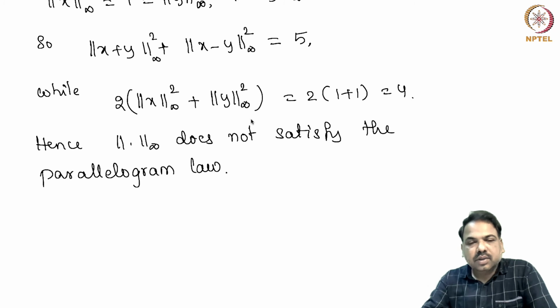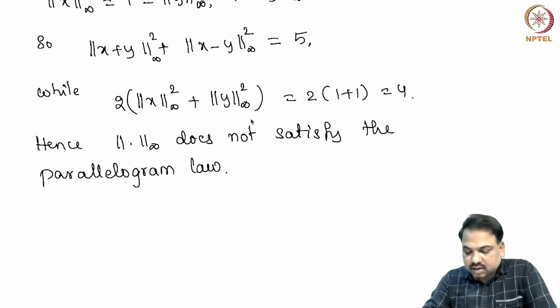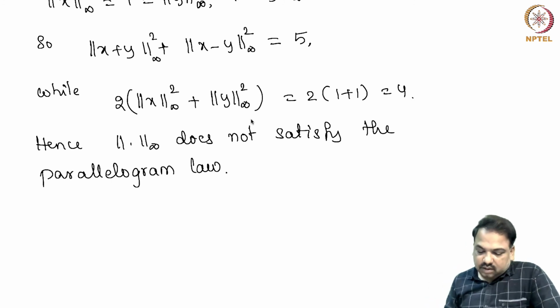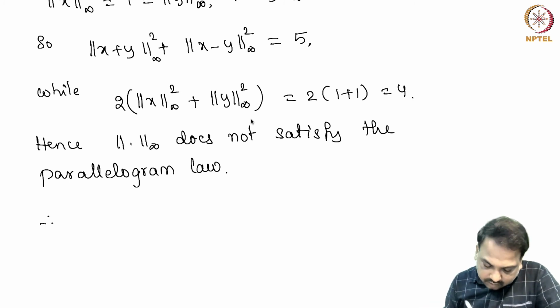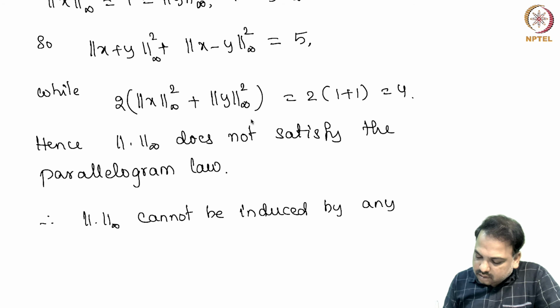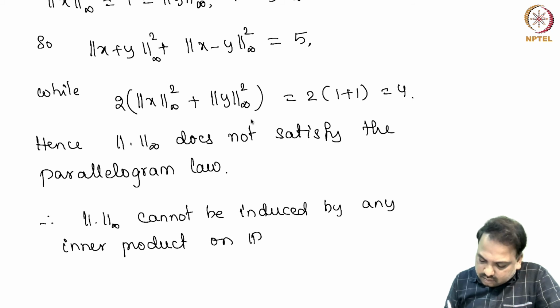If the norm is induced by the inner product, we know that it satisfies the parallelogram law. But if the norm does not satisfy the parallelogram law, we can conclude that this norm cannot be induced by any inner product on R2.